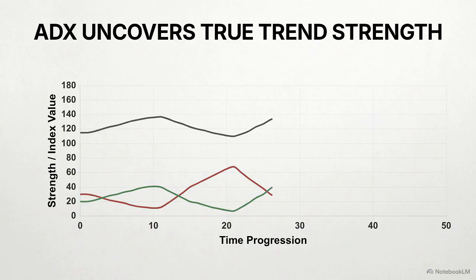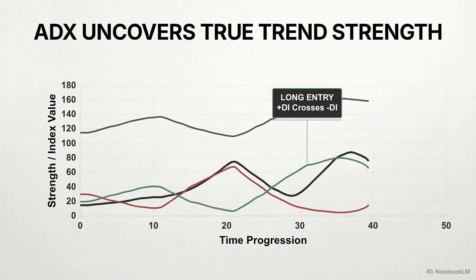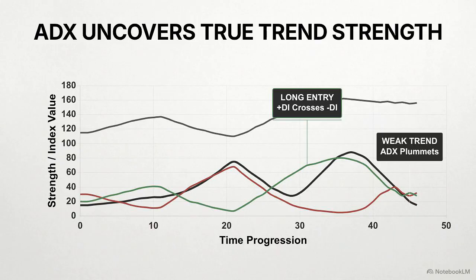The baseline mechanical crossover signal isolates the shift in control. A valid long entry requires the green plus DI line to definitively cross above the red minus DI line. The mathematical divergence, or the physical spread between these two DI lines, is what actually generates the black ADX line. As the gap between the buyers and sellers widens, the ADX rises. A wide spread equals a high ADX, proving a strong trend exists. When the DI lines cross repeatedly or become tangled, the ADX immediately drops, signaling a weak or non-existent trend.